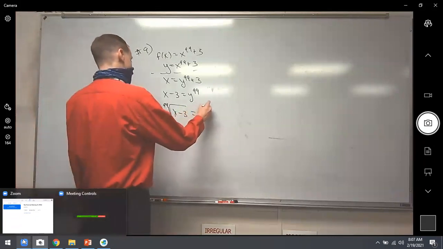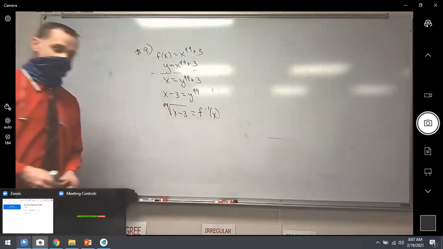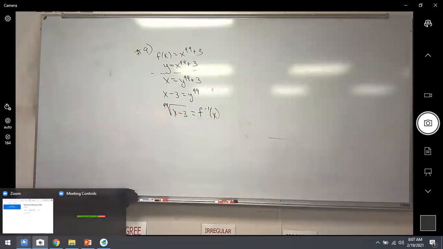But y now stands for the inverse. So on that slot where they say f inverse of x, there it is. It's the 99th root of x minus 3. Make sense on that?